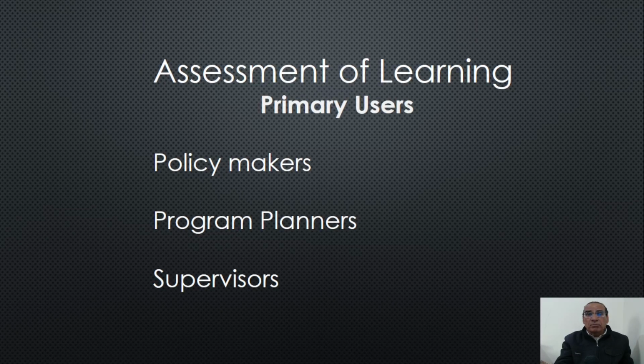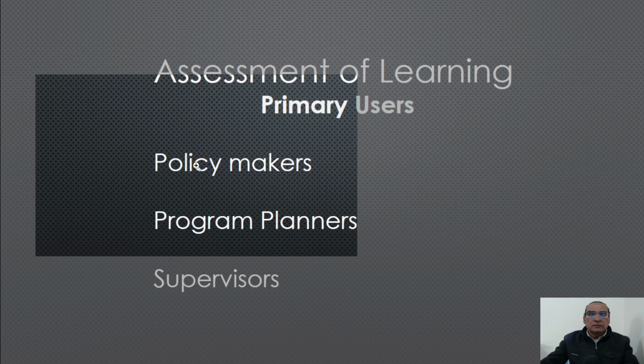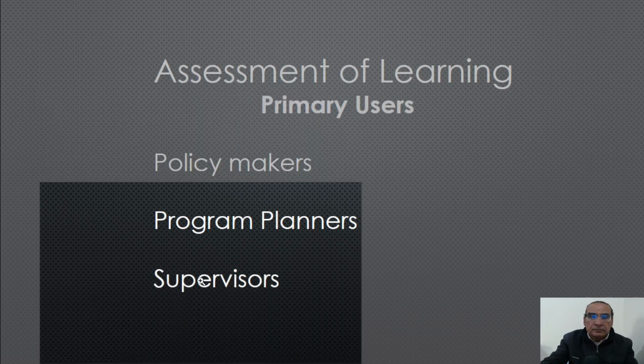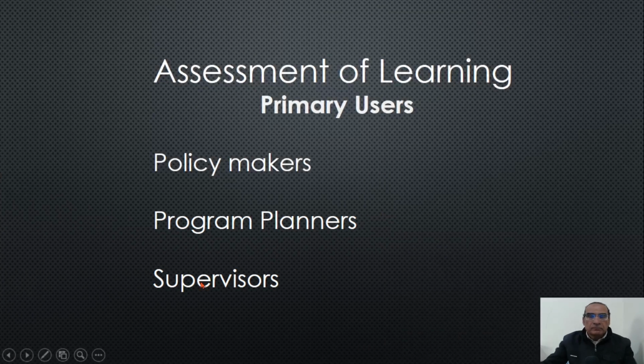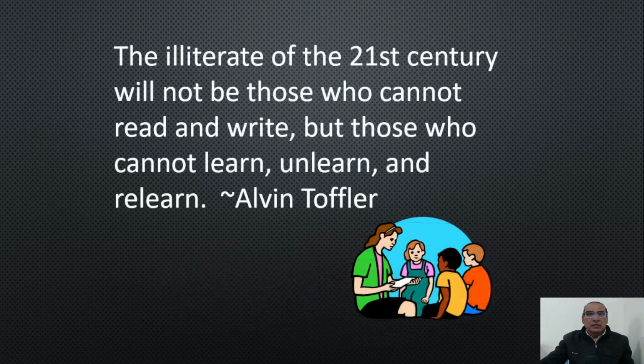Assessment of learning: primary users are policymakers, planners and supervisors. Assessment for learning: primary users are students, teachers and parents. Illiterate of the 21st century will not be those who cannot read and write, but those who cannot learn, unlearn and relearn.